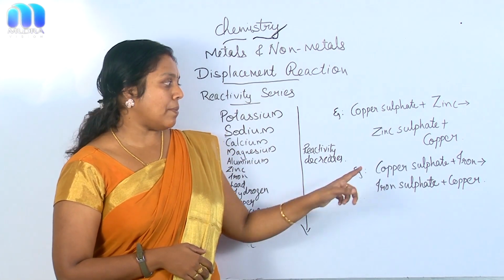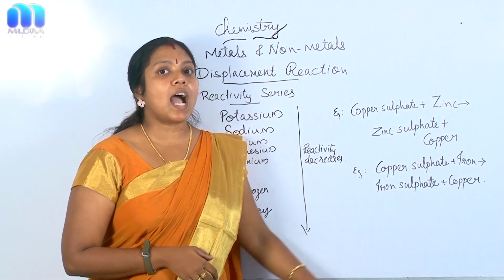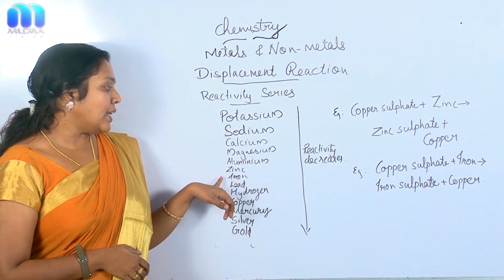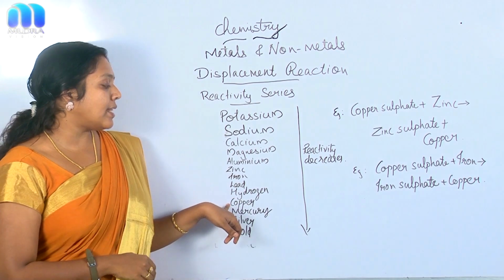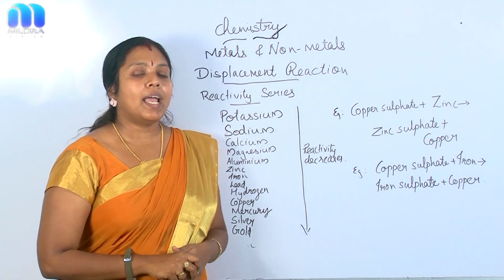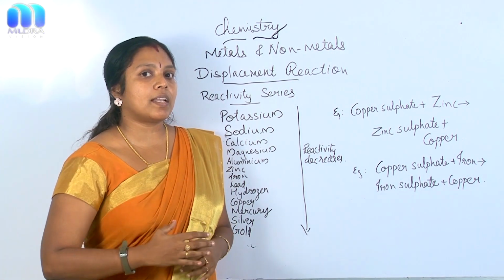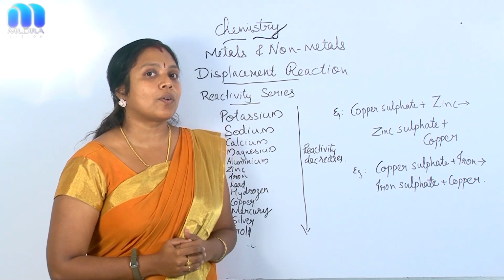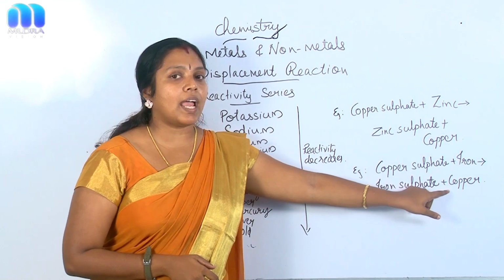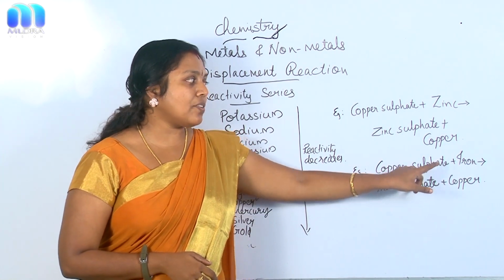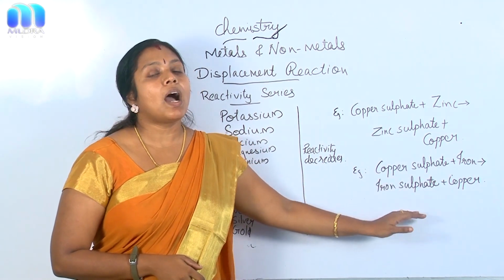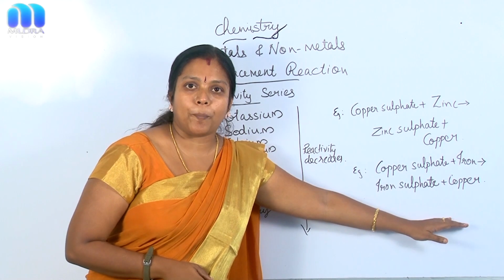Another example, copper sulfate plus iron. Just look up the reactivity series. Iron holds a higher position than copper. That means iron is more reactive than copper and it has the ability to replace the less reactive metal, that means copper. Then the products become iron sulfate and copper. When copper sulfate reacts with iron, iron replaces copper and becomes iron sulfate and copper alone.